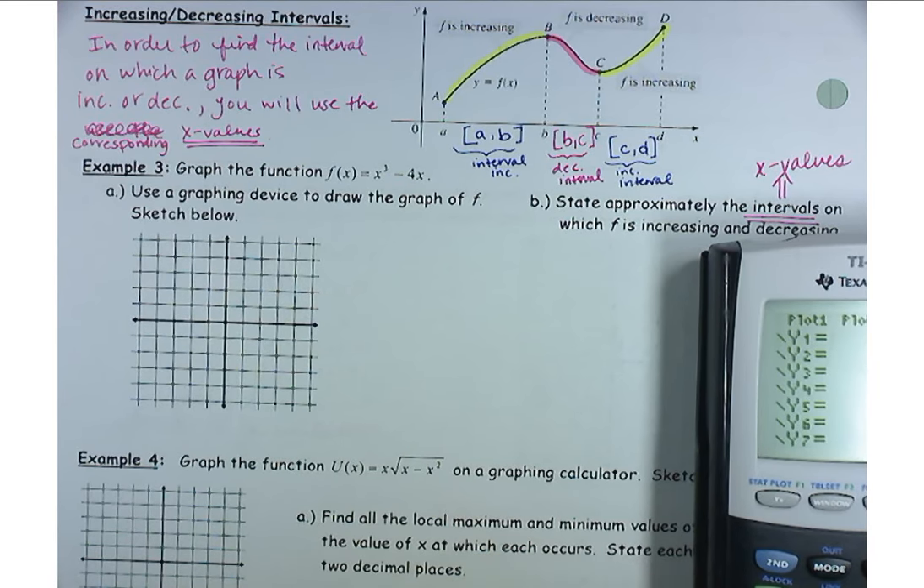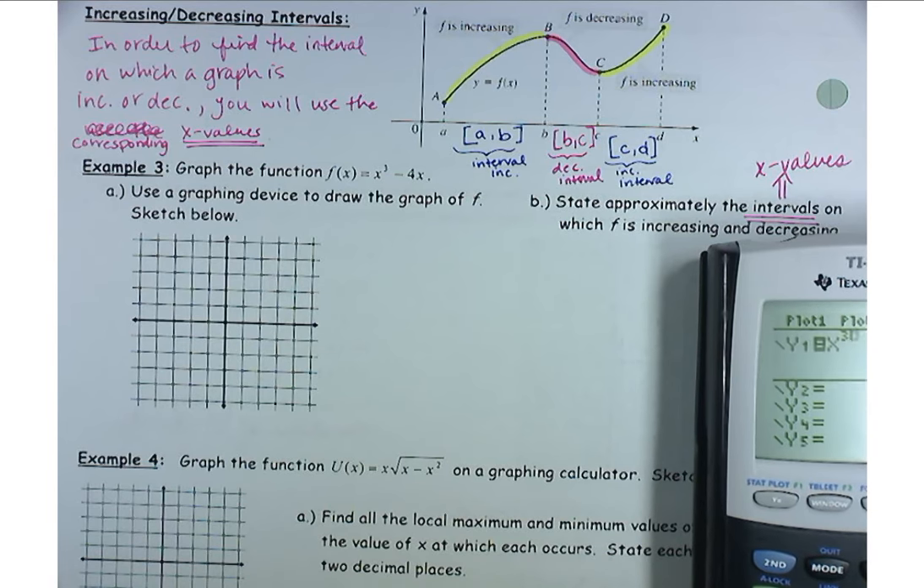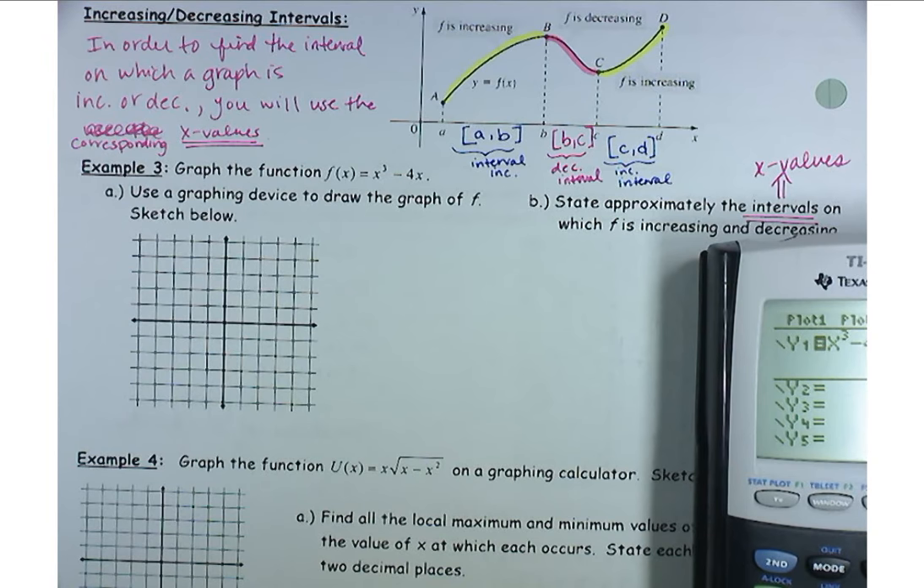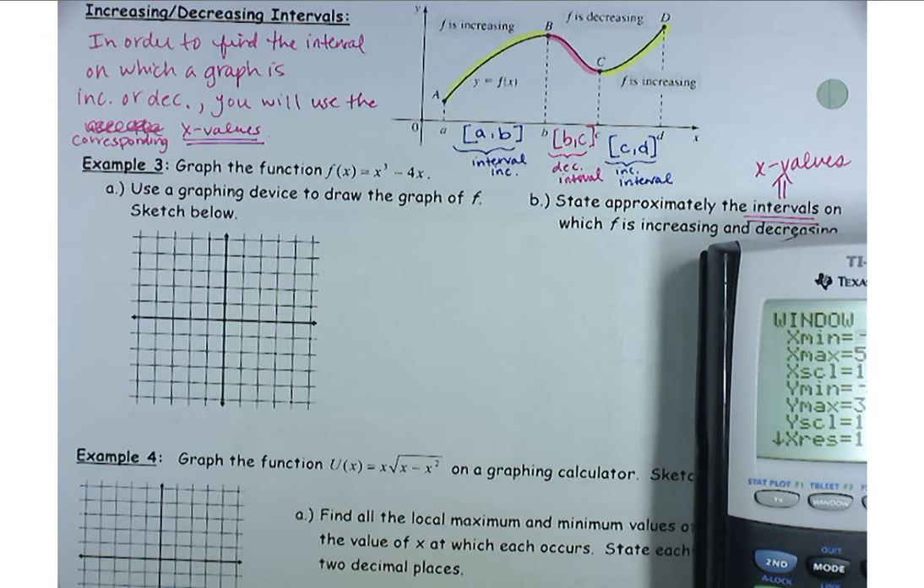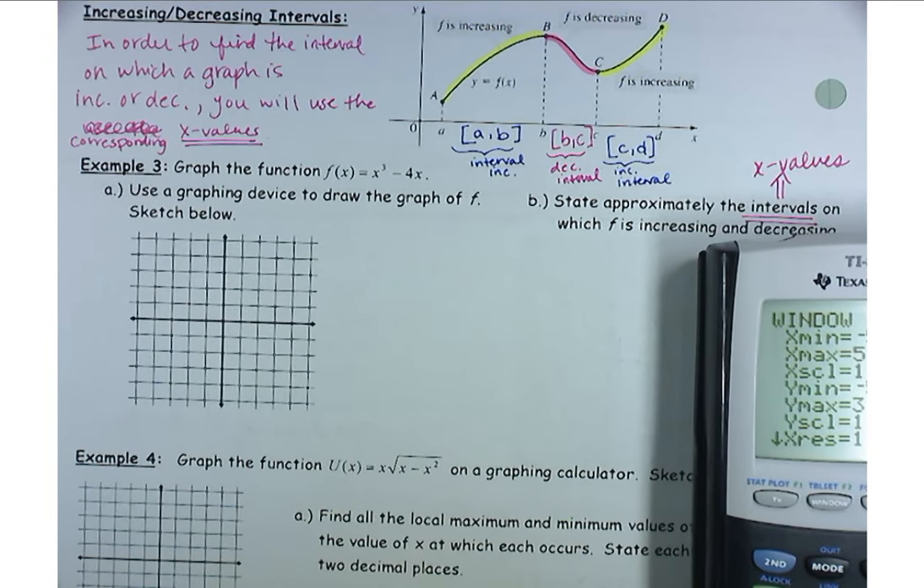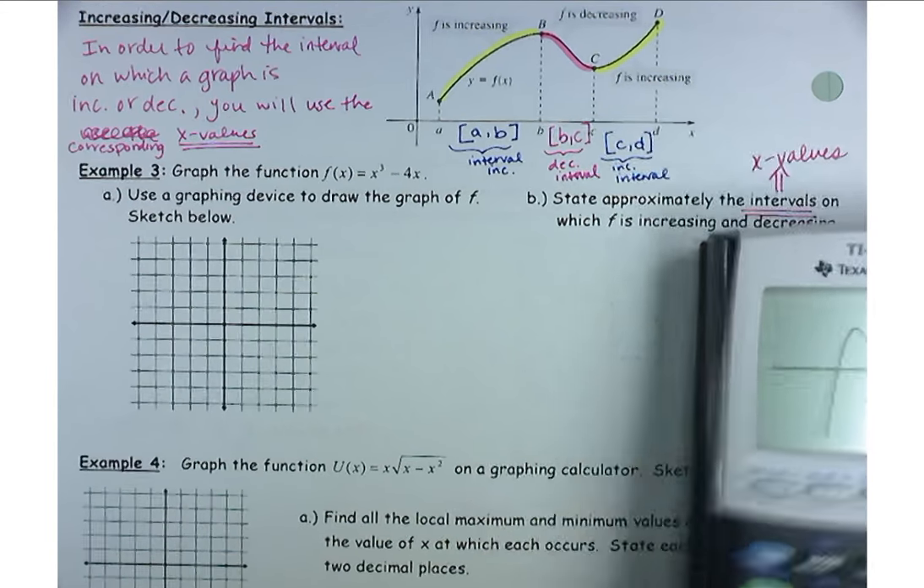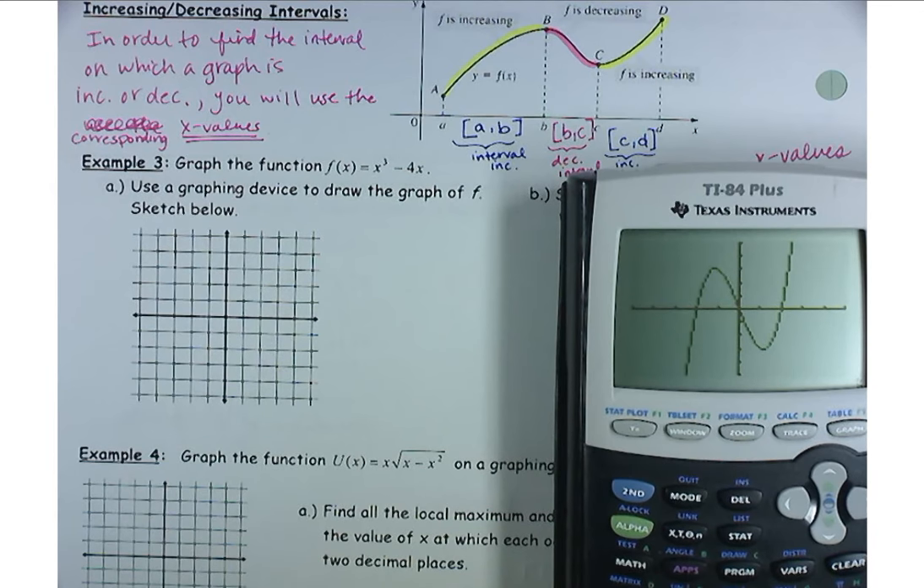Okay, so I have x cubed minus 4x. And because this is a 5 by 5 window, I'm going to make this a 5 by 5 and then make adjustments if I need to. Okay, good. Can I see the shape of the graph from this? Yep, okay, so let's go ahead and sketch it.